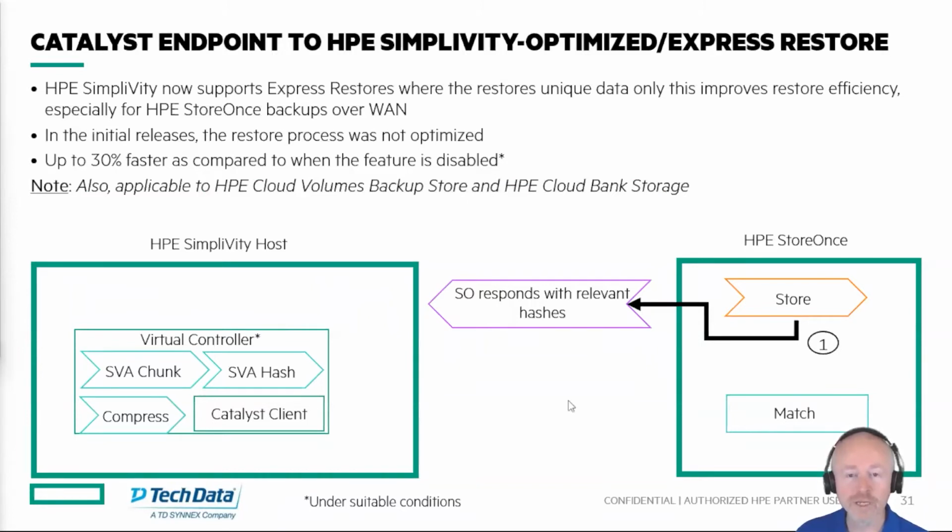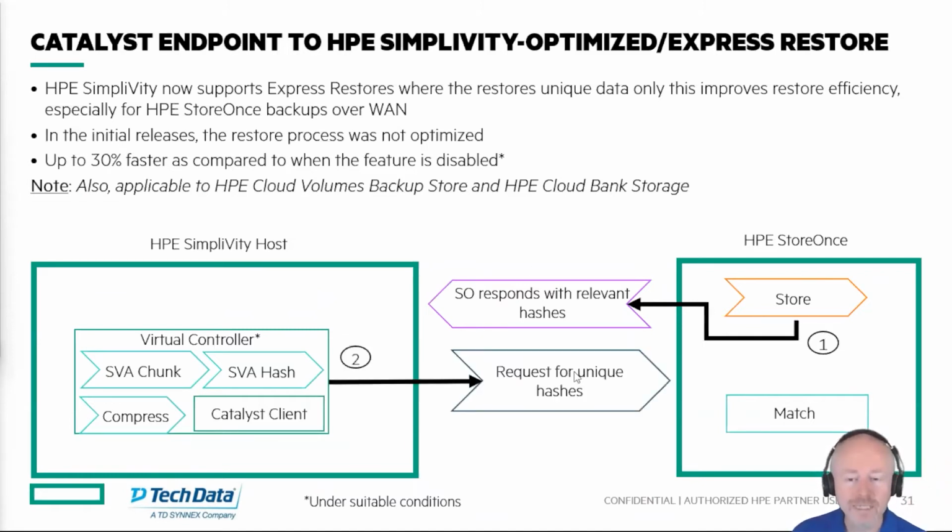But now also, if you want to do a restore, this is a new thing called Express Restore. So now if you're going to do a restore, also there, we're going to ask StoreOnce, hey guys, I need to do a restore of that virtual machine, and StoreOnce is going to tell, these are the hashes to restore that virtual machine. Now SimpliVity will only request the unique hashes.